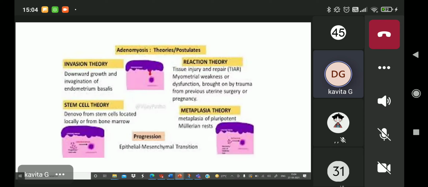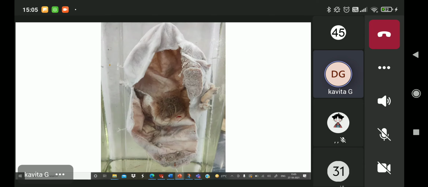What are the other theories? Basically, another theory is that there's a lot of tissue injury, maybe because of childbirth, or because of instrumentation, or because of pregnancy itself, that has led to a weakness of the myometrium. Then there's also a stem cell theory that is similar to what we had discussed in endometriosis. There may even be an EMT component, which is resulting in the motility of the endometrial cells downwards. We have already talked about the metaplastic theory of pluripotent Mullerian rests.